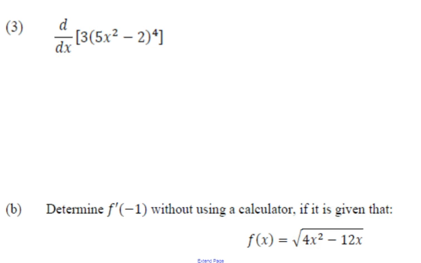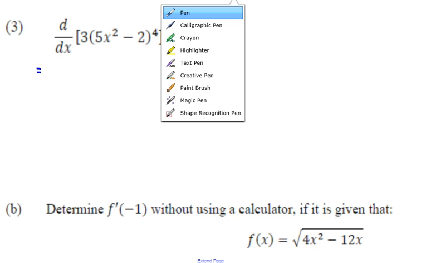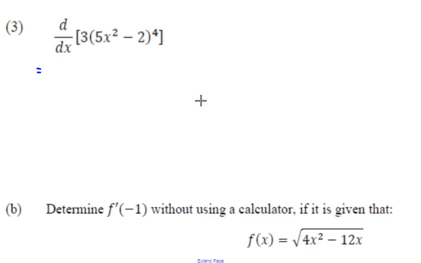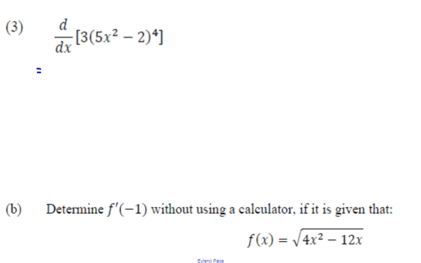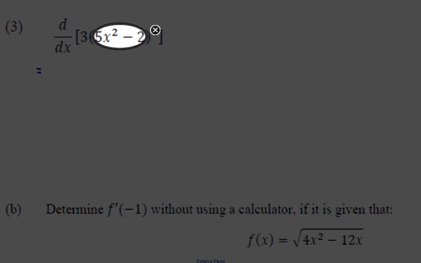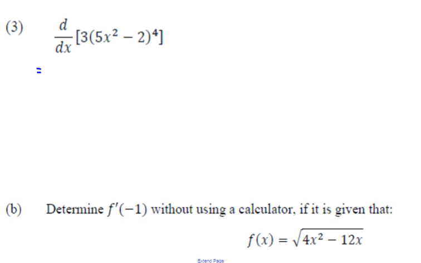Alright, so here we've got the derivative of the function with respect to x. And here we're using the chain rule because you should be able to see that there is a function inside a function. So my main function is 3 times something to the power of 4. And the function inside that function is 5x squared minus 2. That's my function inside my function. So let's go and have a look.